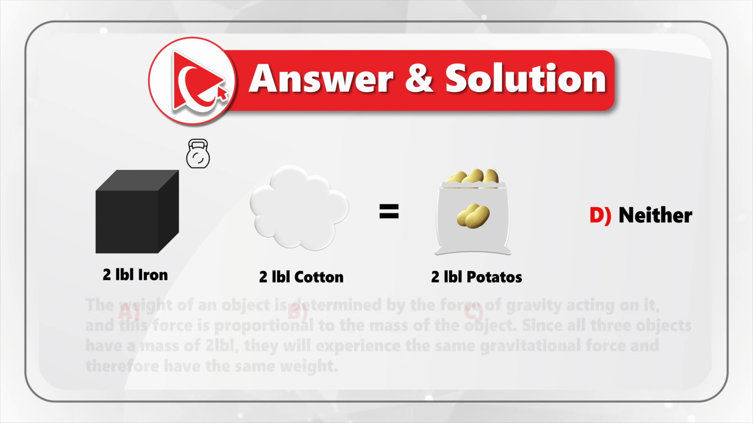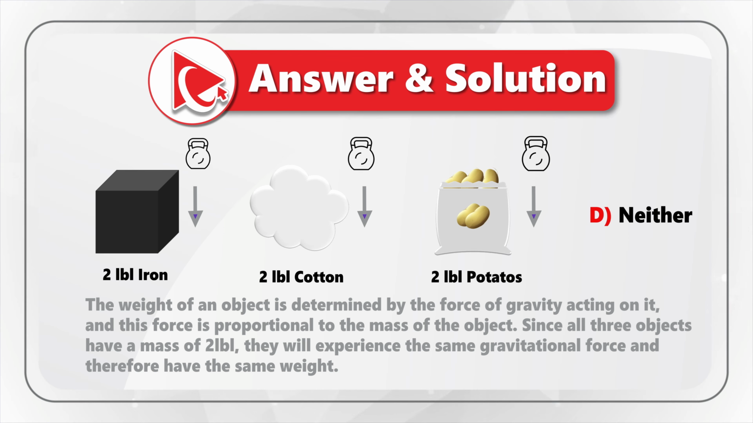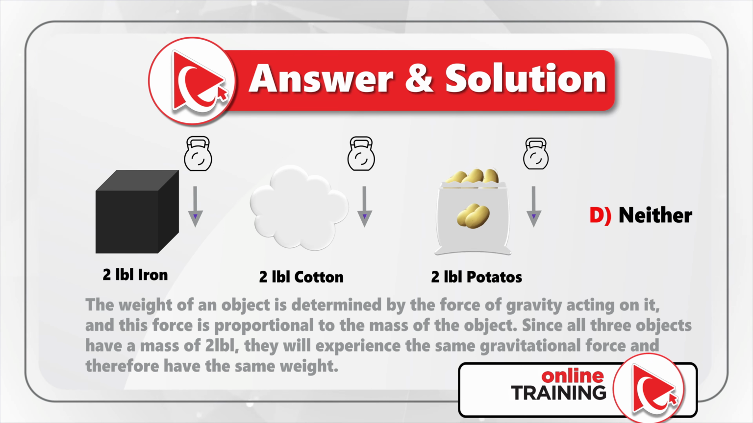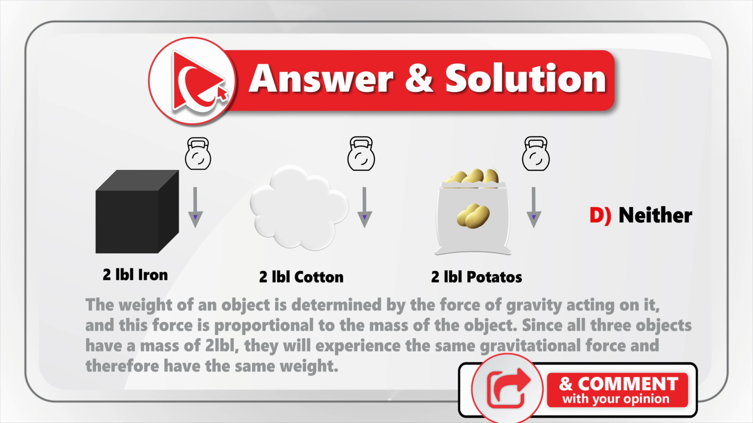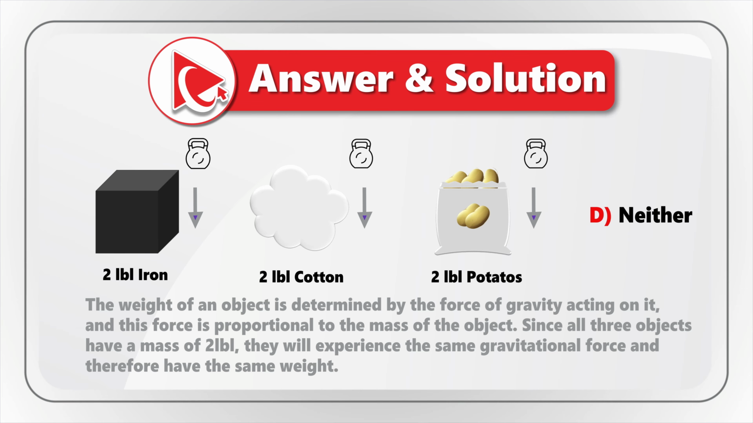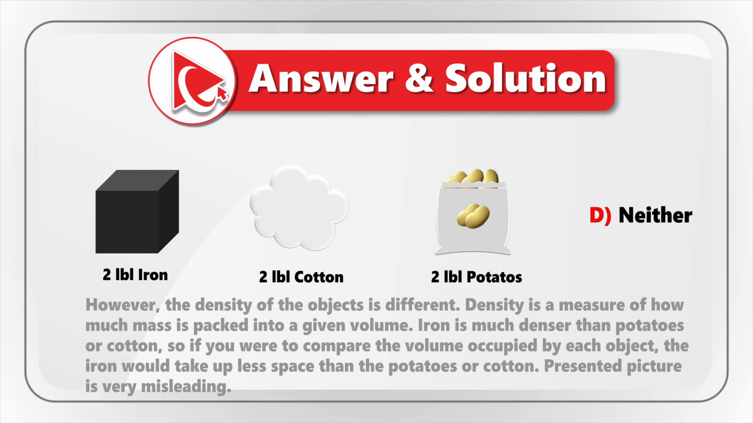The explanation for this is that the weight of an object is determined by the force of gravity acting on it, and this force is proportional to the mass of the object. Since all 3 objects have a mass of 2 pounds, they will experience the same gravitational force and therefore will have the same weight. But the confusion here is that the density of these objects is different.